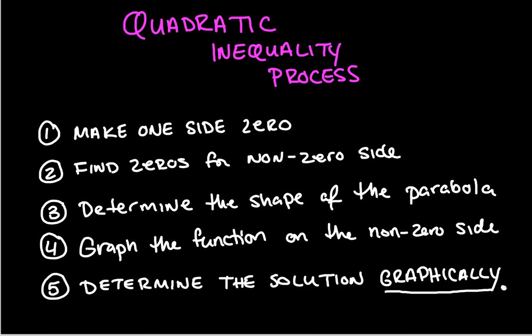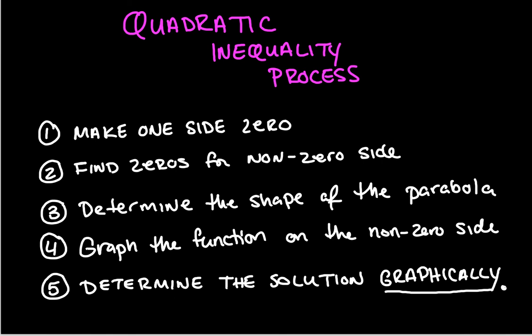Okay, so let's review what we did there. The first step was we had to make one side 0. So we add, subtract, whatever we need to do to make it 0, but legally. The second thing we did was we found the zeros for the non-zero side, or we found the solutions, or the x-intercepts, or the roots for the non-zero side.